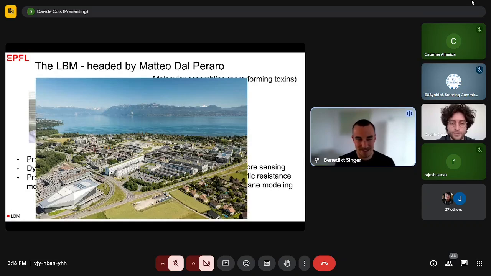As you can see here, this is the EPFL campus, and yes, it is really this pretty in person, so I can certainly recommend to visit us at some point. But yeah, this is just a short introduction of where we are and what we're up to.